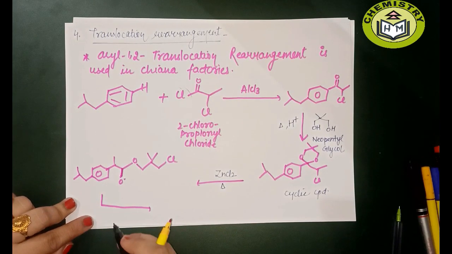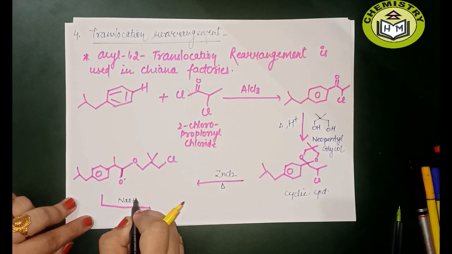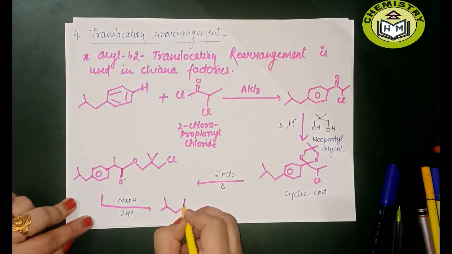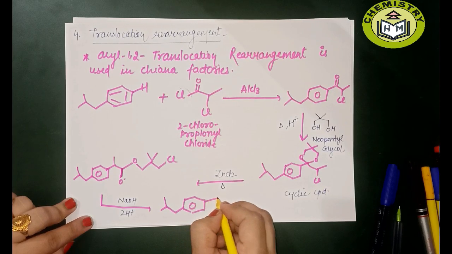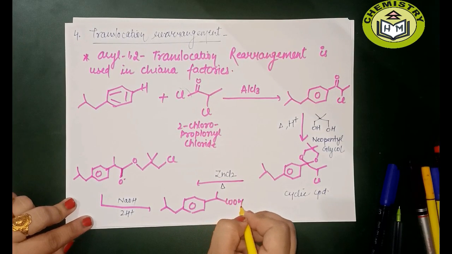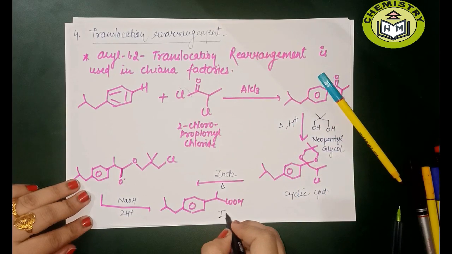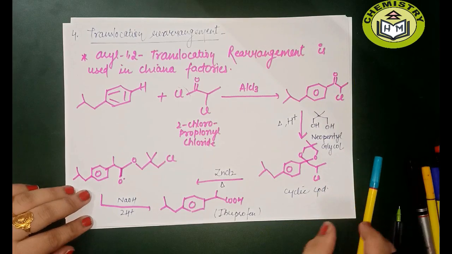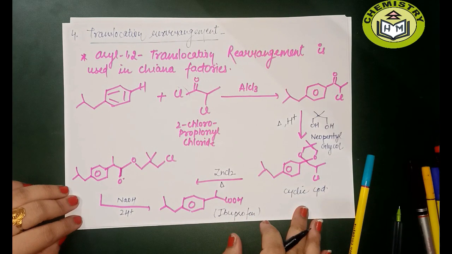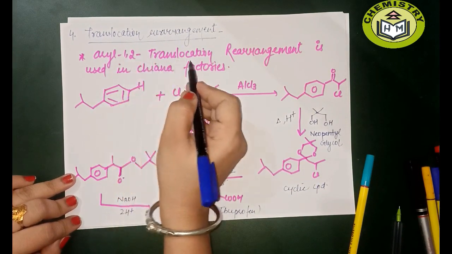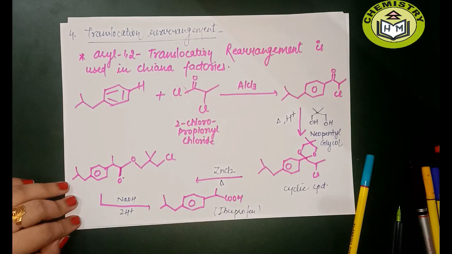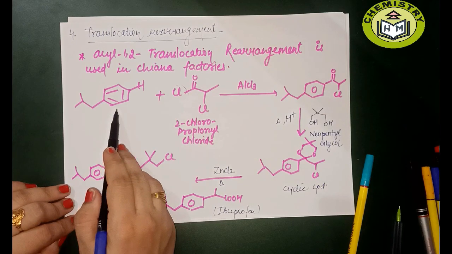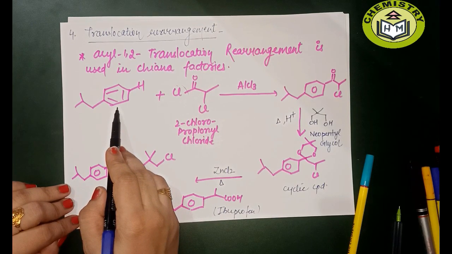Now, in the presence of NaOH and this, we are getting ibuprofen as end product, right? This is the translocation rearrangement in which aryl 1,2 translocation is there, meaning the aryl group is translocating from one position to another position. In this, we are taking the same reactant isobutyl benzene.